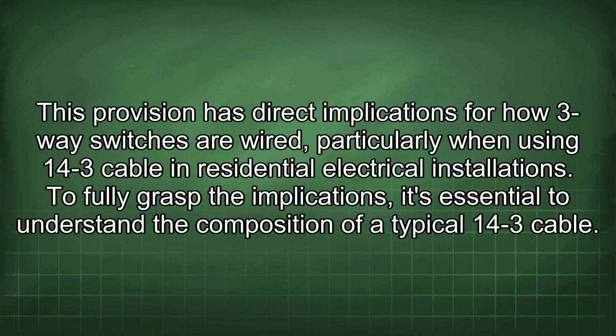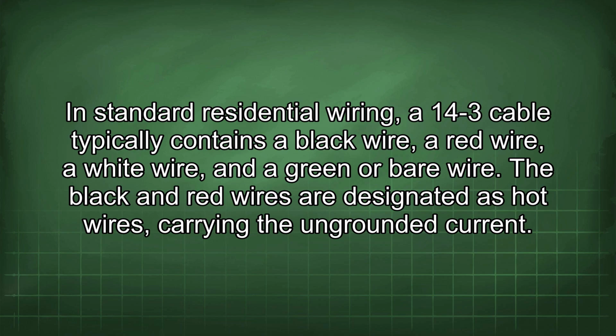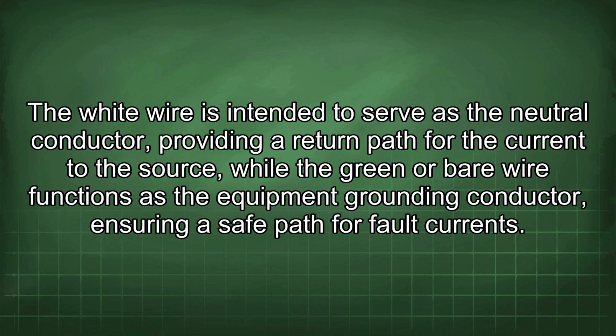To fully grasp the implications, it's essential to understand the composition of a typical 14-3 cable. In standard residential wiring, a 14-3 cable typically contains a black wire, a red wire, a white wire, and a green or bare wire. The black and red wires are designated as hot wires, carrying the ungrounded current. The white wire is intended to serve as the neutral conductor, providing a return path for the current to the source, while the green or bare wire functions as the equipment grounding conductor, ensuring a safe path for fault currents.